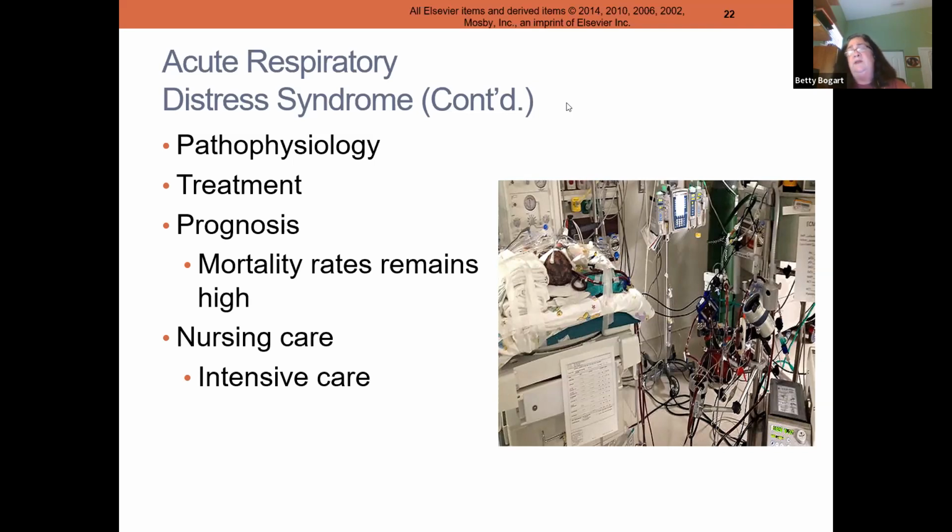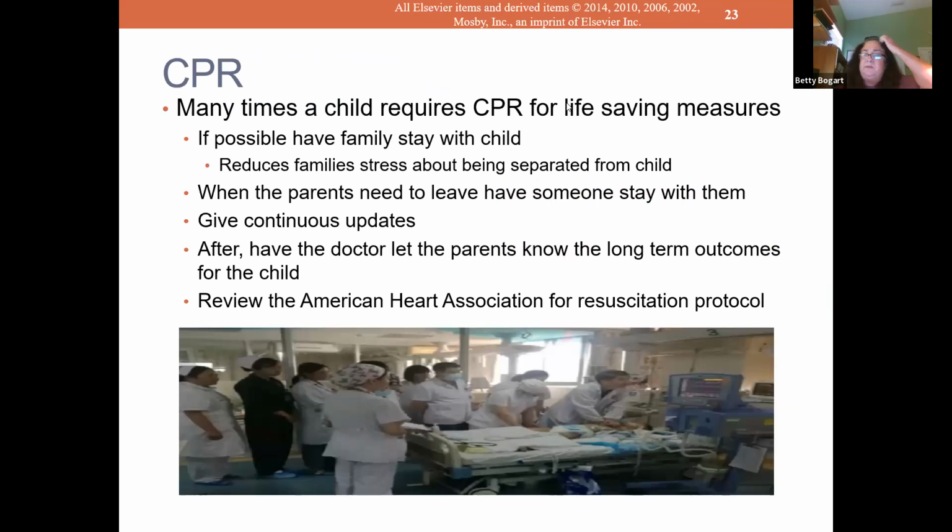I mean, this is a picture of a child on ECMO, where the lungs were so damaged we had to breathe for them. Depending on how long they're on ECMO, if we can get them off quick, their outcomes are better. If they stay on too long, those outcomes are not going to be as good. I used to run these ECMO machines when I was working up in the NICU and PICU, and it's quite an interesting thing to watch these children go through it.